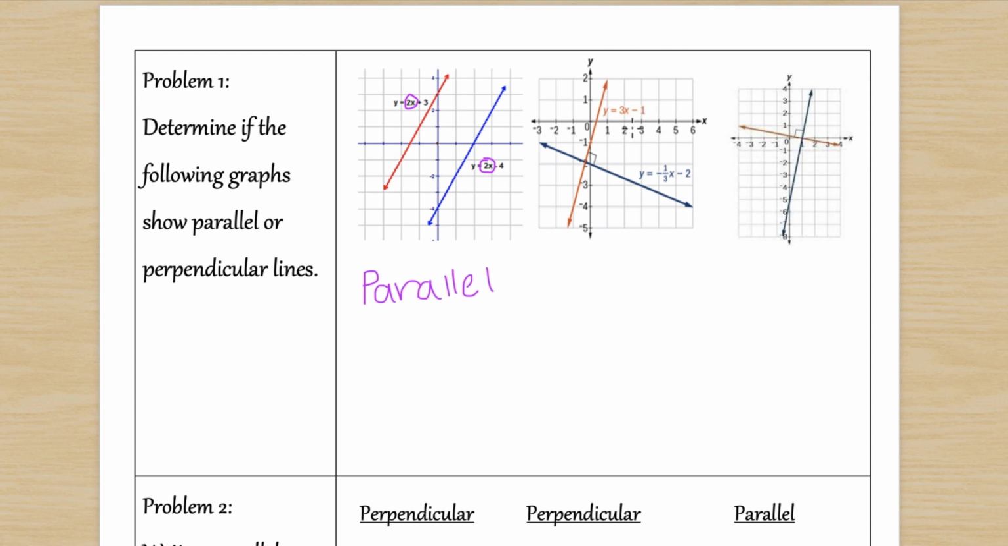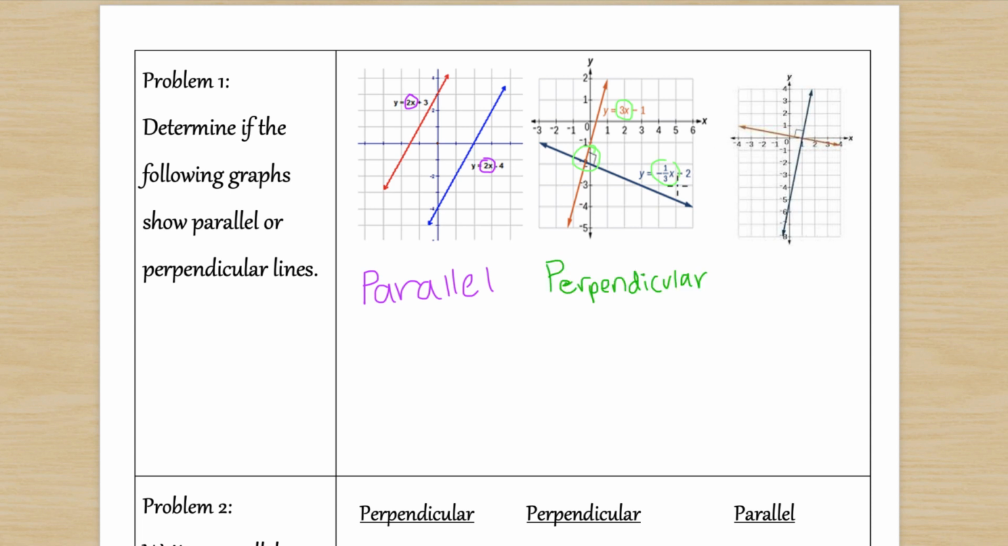For our next one, they are also both in slope-intercept form, and we can see the slopes as being opposite reciprocals, because one of them is 3x, and the other one is, and the 3 is flipped around like a fraction, leaving us with negative 1/3. So since these are opposite reciprocal slopes, and it shows us that it forms a 90-degree angle right there, we can conclude that these lines are perpendicular.